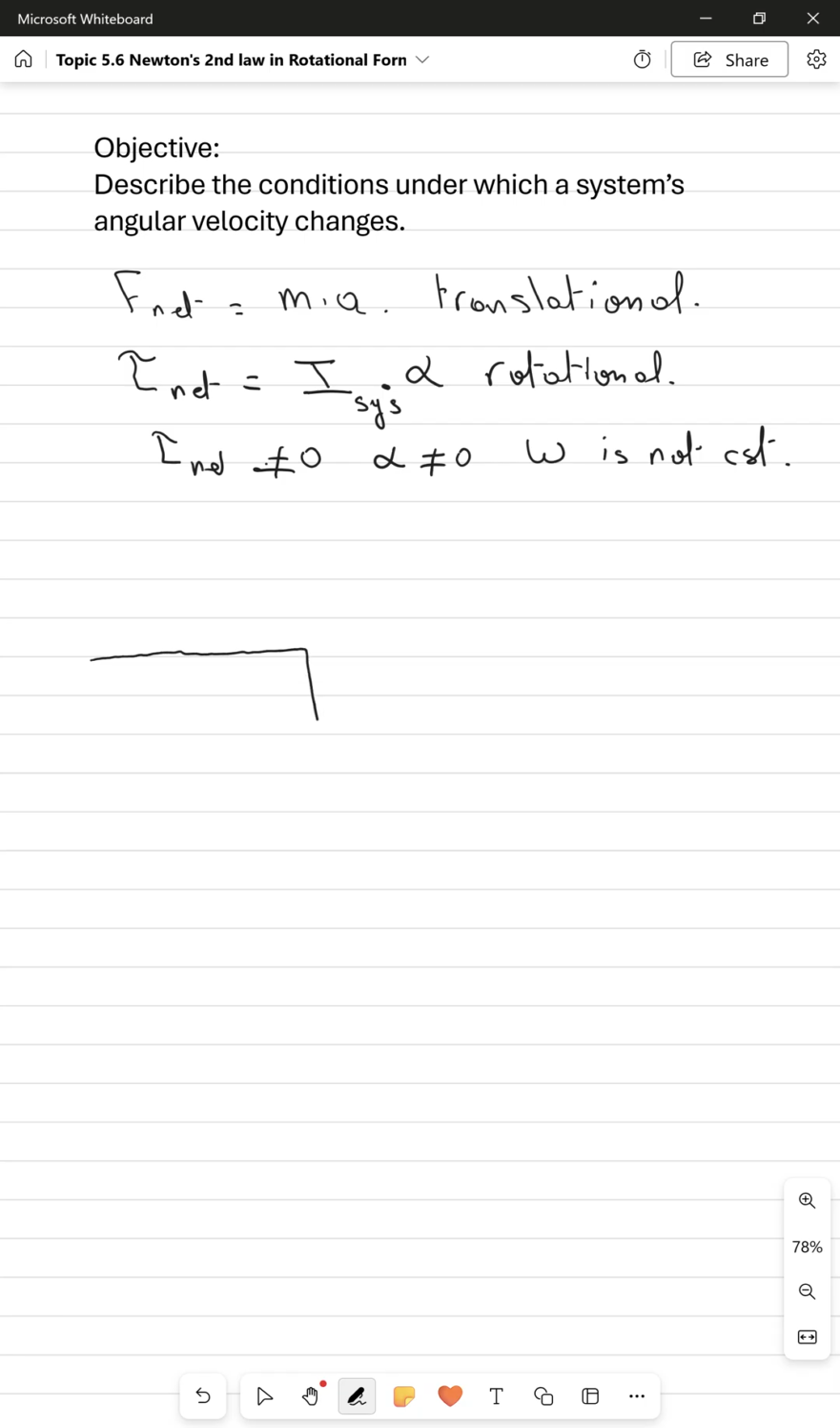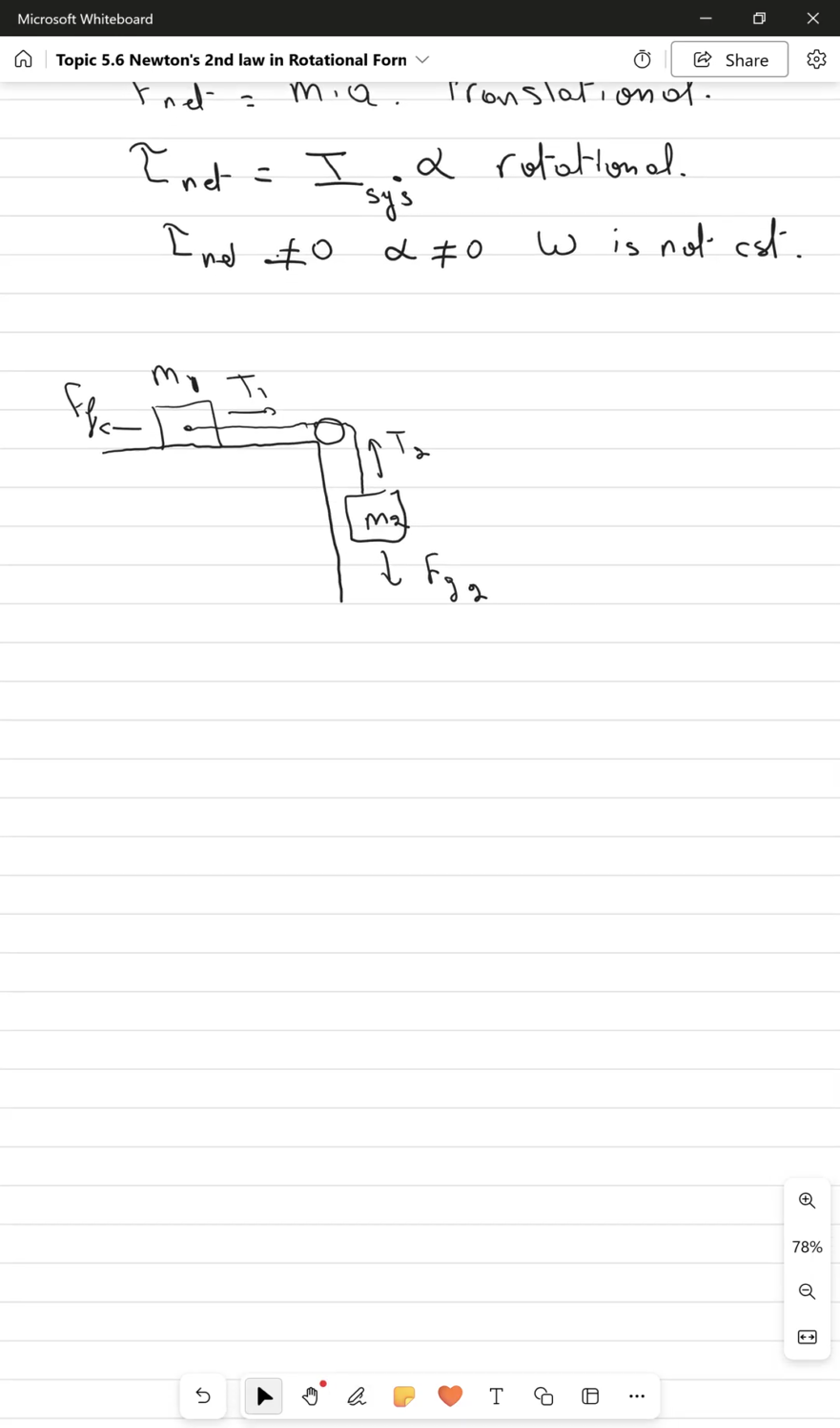Now we can solve, and we are going to do two examples with what we call the Atwood machine. The first one: I have a flat surface, and object 1, M1, is connected by a rope through a pulley, or Atwood machine, to M2. Here I have a force of friction. Here we have T1, here we have T2, and we have Fg2. Before, in Unit 2, we considered the pulley to be of negligible mass, so we couldn't take it into consideration.